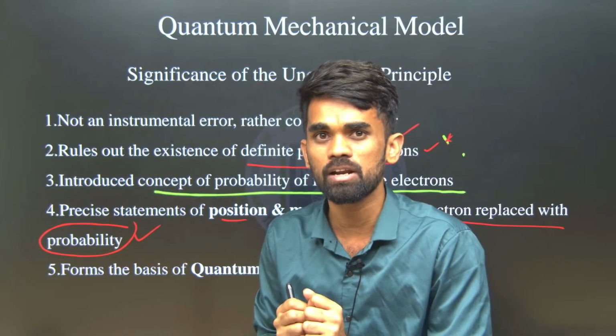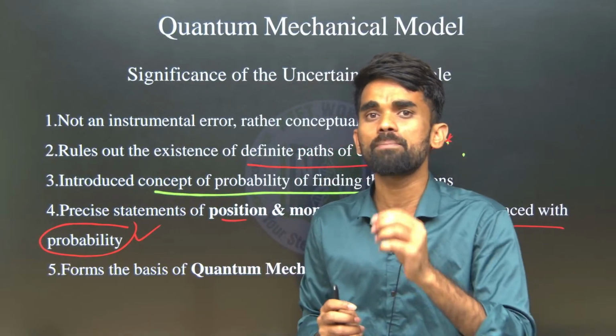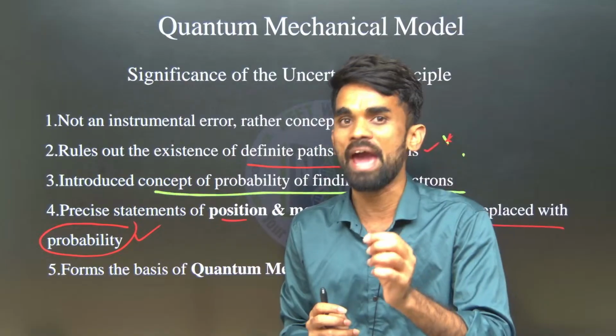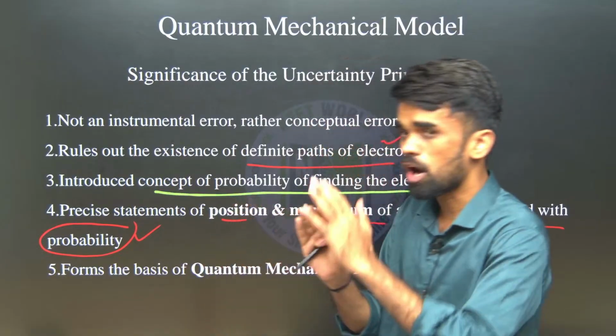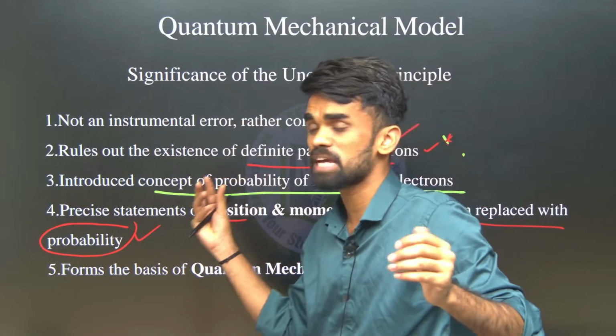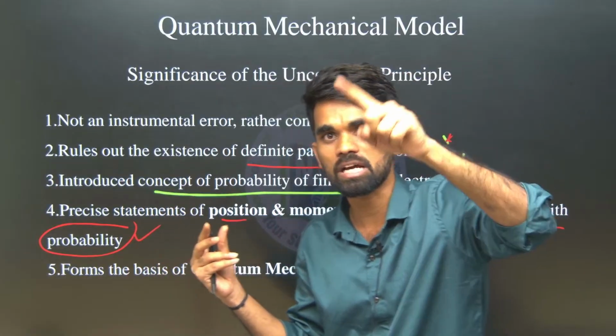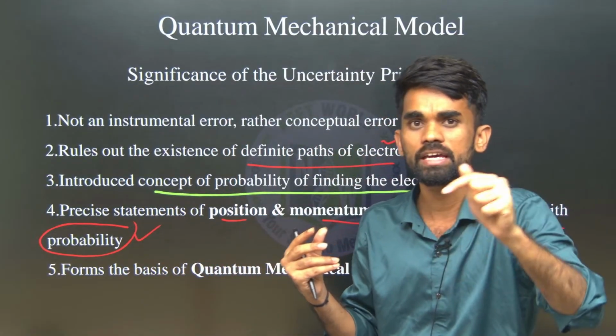What is an orbital? An orbital is a region, a three-dimensional space around the nucleus, where the probability of finding an electron is maximum. In the case of Bohr's atomic model it is an orbit, which is a circular path, as we discussed there. Here I am saying orbital.